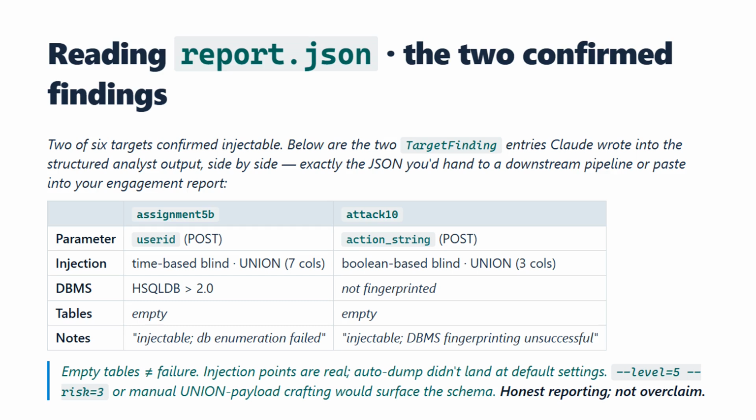And empty tables isn't failure. It's sqlmap couldn't auto-dump at default settings. The injection point is real. Bumping level to 5, risk was 3, or crafting payloads manually surfaces schema. Claude's verdict line says exactly this: deliberately vulnerable target exploitable, but production equivalent database fingerprinting issues may complicate practical attack development. Honest, useful, not overclaimed.